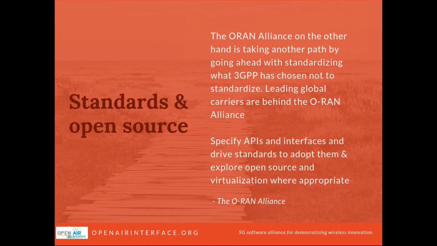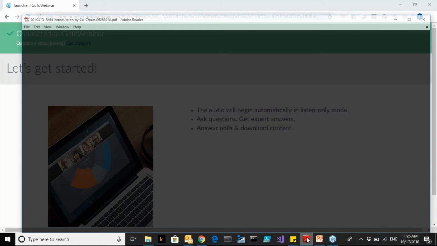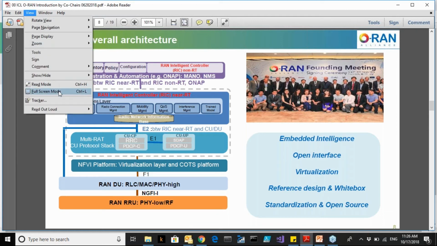So basically, the ORAN Alliance is specifying APIs and interfaces, and it wants to drive the standards by defining some of these interfaces. One of the main points they bring up is that open source and virtualization are both going to be important factors here. So I just quickly wanted to show you this slide from ORAN. I can show this in full screen mode.